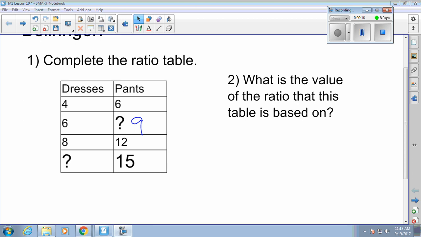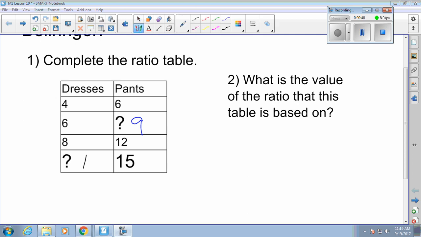We are working on our bell ringer right now. It says complete the ratio table, so somebody already figured out that if we have 4 dresses, we would have 6 pants. So if we have 6 dresses, we would have 9 pairs of pants. 8 and 12. Who can tell me what this next missing value is? Brianna. 10. She said 10. Who agrees with Brianna? You guys would be correct.